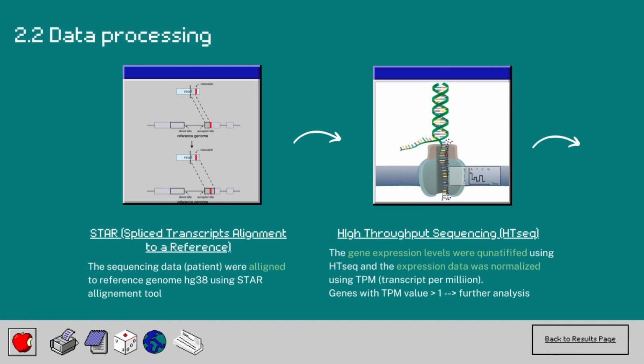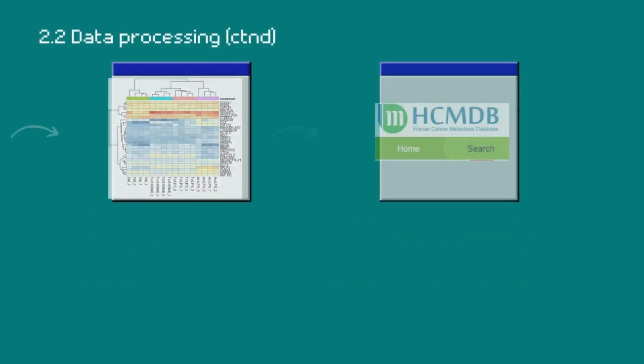Next, how do the researchers process the data? First, the sequencing data of patients will be aligned to a reference genome, HG38, using an alignment tool called STAR. Then, the gene expression levels were quantified using HTSeq and the expression data was normalized using TPM. And those genes with TPM value more than 1 will undergo further analysis.